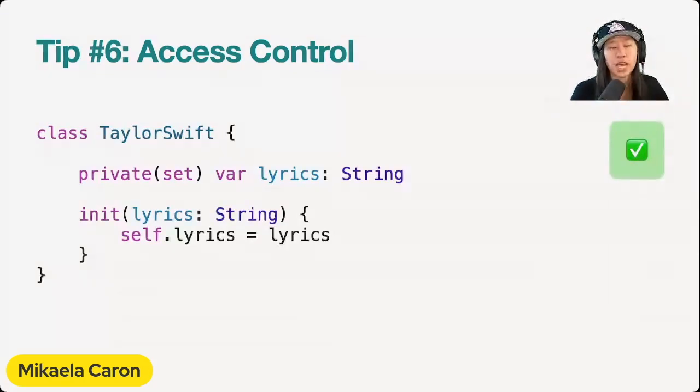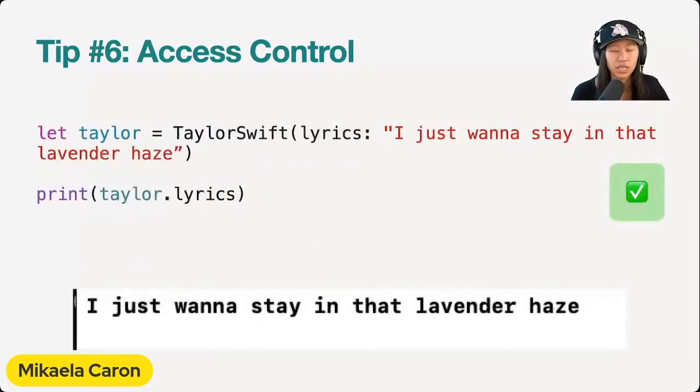So for example, we have a class called TaylorSwift, and we make the variable lyrics, we set it to a private(set) variable. And then we have the normal initializer. So what this looks like is we make a new variable called taylor, and it's of type TaylorSwift, and we have the lyrics, "I just want to stay in that lavender haze." If we print out taylor.lyrics, we would get, I just want to stay in that lavender haze, like we would expect.